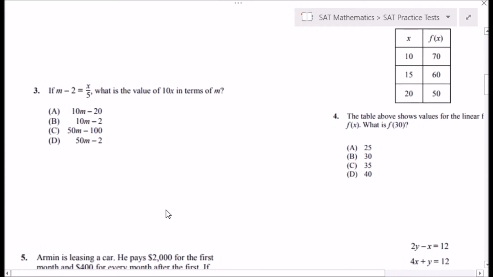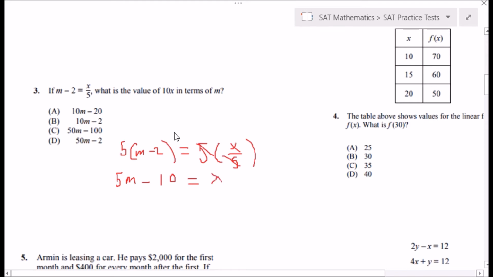Okay, number 3. If m minus 2 is equal to x over 5, what is the value of 10x in terms of m? So here we just solve for x. So we multiply by 5 on both sides. So 5 times m minus 2 is equal to 5 times x over 5. So that cancels out, and we're left with 5m minus 10 is equal to x.